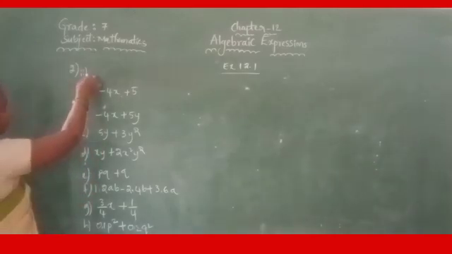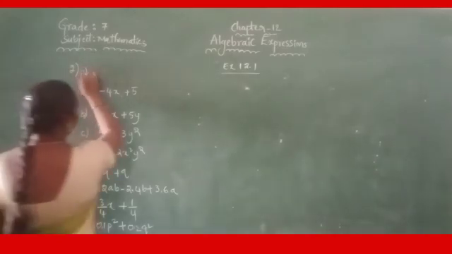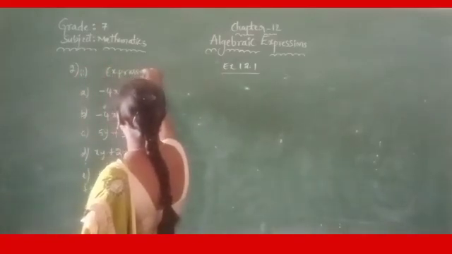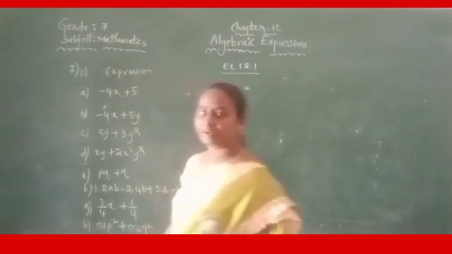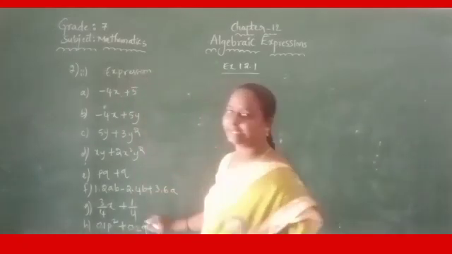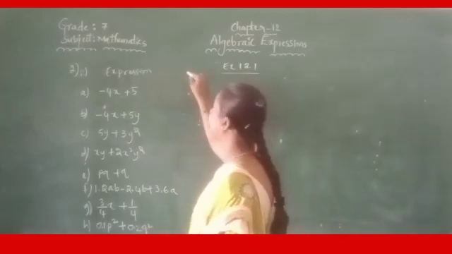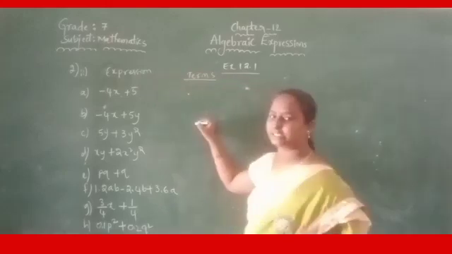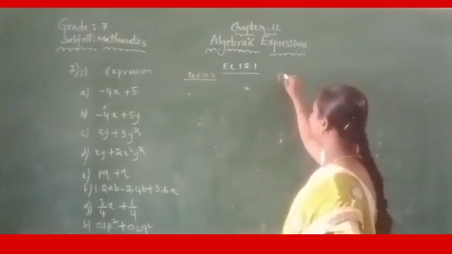First draw a table for this. You have to draw one table and write all the expressions in your notebook, writing each expression down one by one. You write like this. And the next heading, now write the terms. What are the terms of this expression? And next, what are the factors?